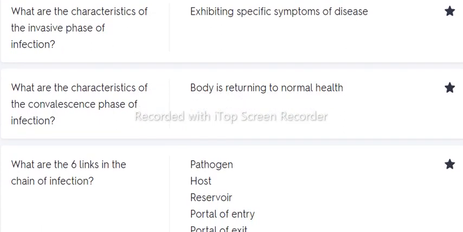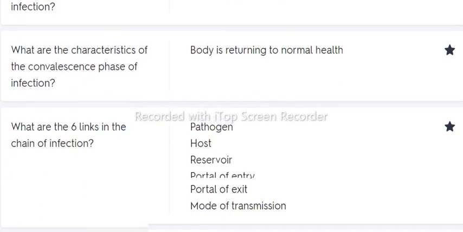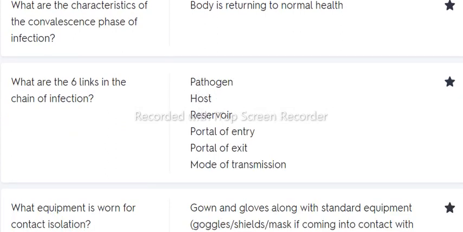What are the characteristics of the invasive phase of infection? Exhibiting specific symptoms of disease. What are the characteristics of the convalescence phase of infection? Body is returning to normal health.